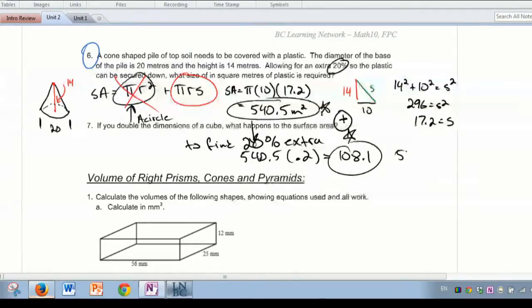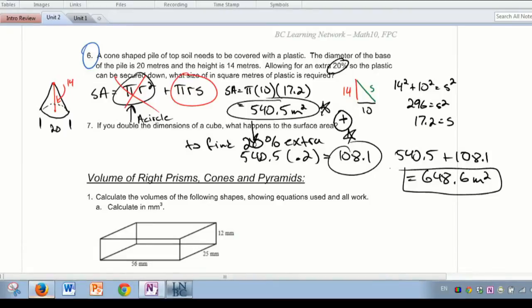So I'm going to take the 540.5, and I'm going to add the 108.1. So I'm going to end up with a 648.6. And again, this is meters squared. So hopefully that makes a little bit of sense.